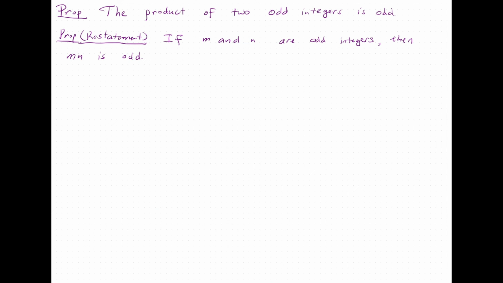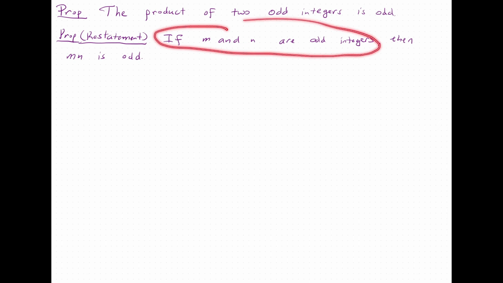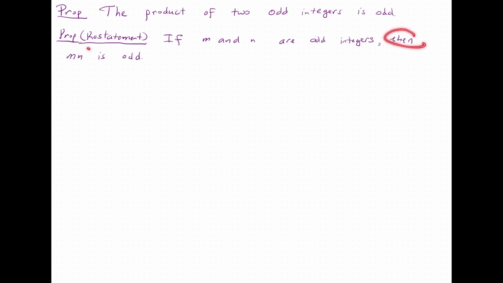Because if we apply the contrapositive to this statement, since we have an AND statement, of course, here we have P, m and n are odd integers, and we have Q, mn is odd. So when we do the contrapositive, this becomes not Q, which is mn is even. But then for the not P, this is going to become, by De Morgan's law, m is not odd, or n is not odd. Said differently, m is an even integer, or n is an even integer.